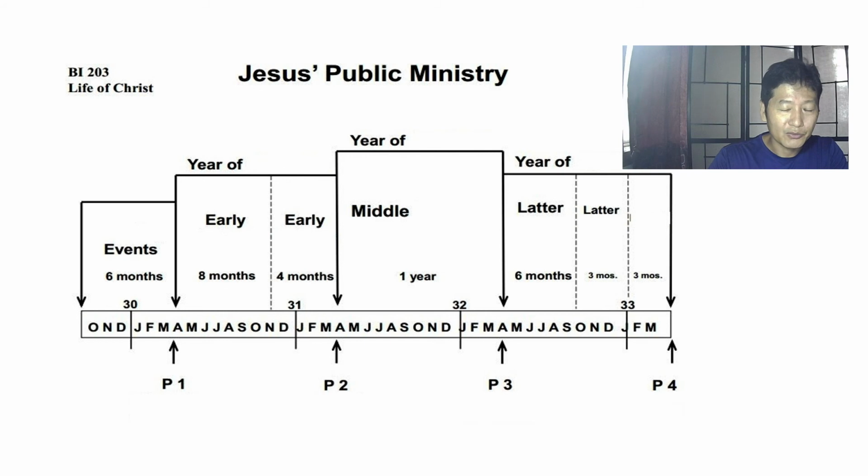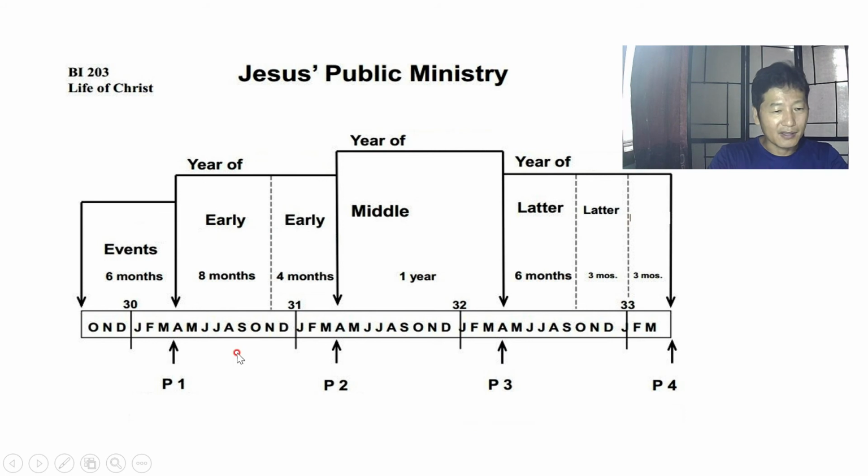Try to understand Jesus' public ministry. It's good that we recognize the time of Passover as an indication, not really about the year in the calendar, AD 30, AD 31, AD 32. But when we recognize Passover, it is clearer to us in understanding Jesus' public ministry in the timeline.